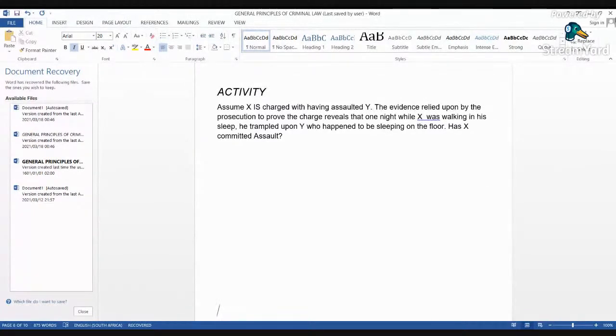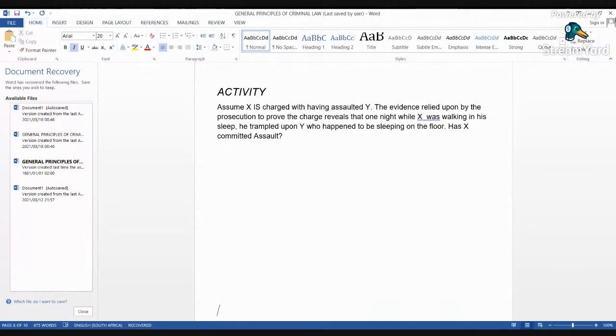Yes. The evidence relied upon by the prosecution to prove the charge reveals that one night, while X was walking in his sleep, he trampled upon Y, who happened to be sleeping on the floor. Has X committed assault? I'll read that again.